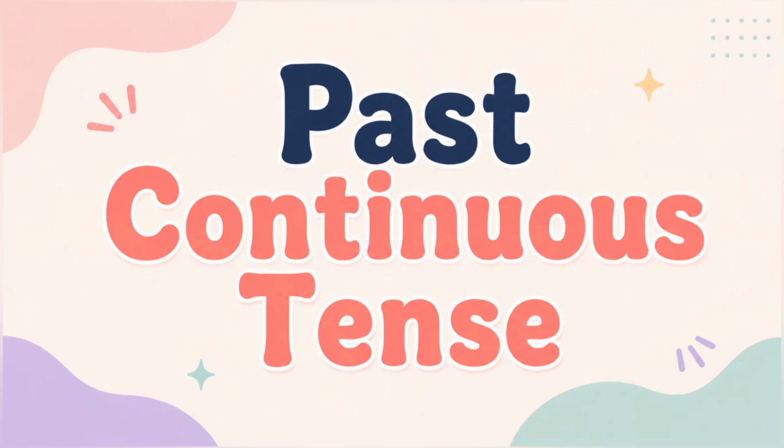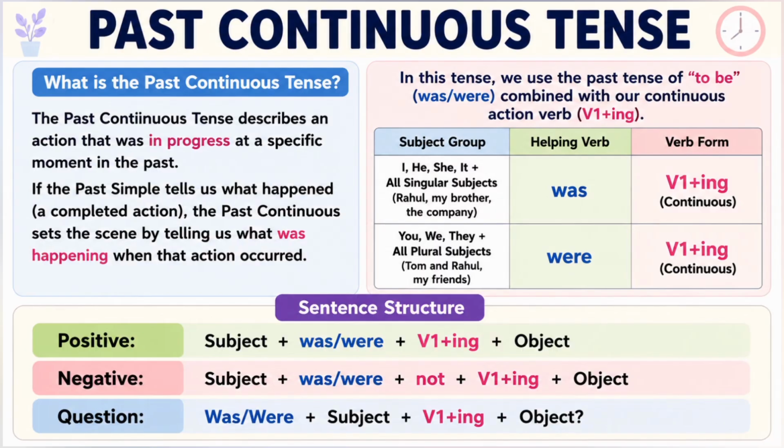Now let's begin learning the past continuous tense. The past continuous tense describes an action that was in progress at a specific moment in the past. If the simple past tells us what happened, which is a completed action, the past continuous sets the scene by telling us what was happening when that action occurred.